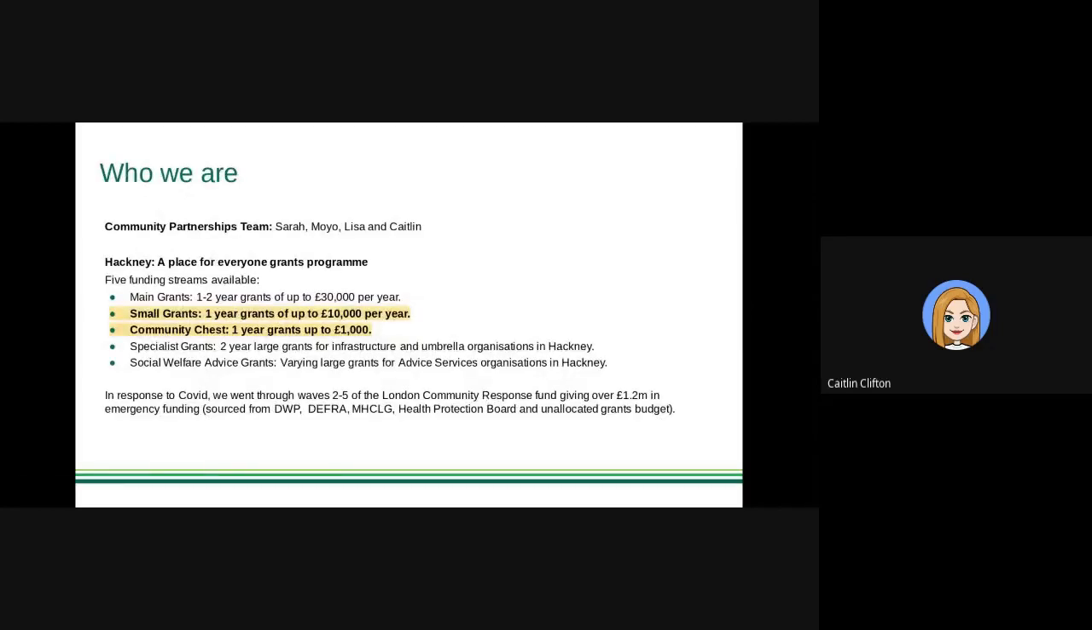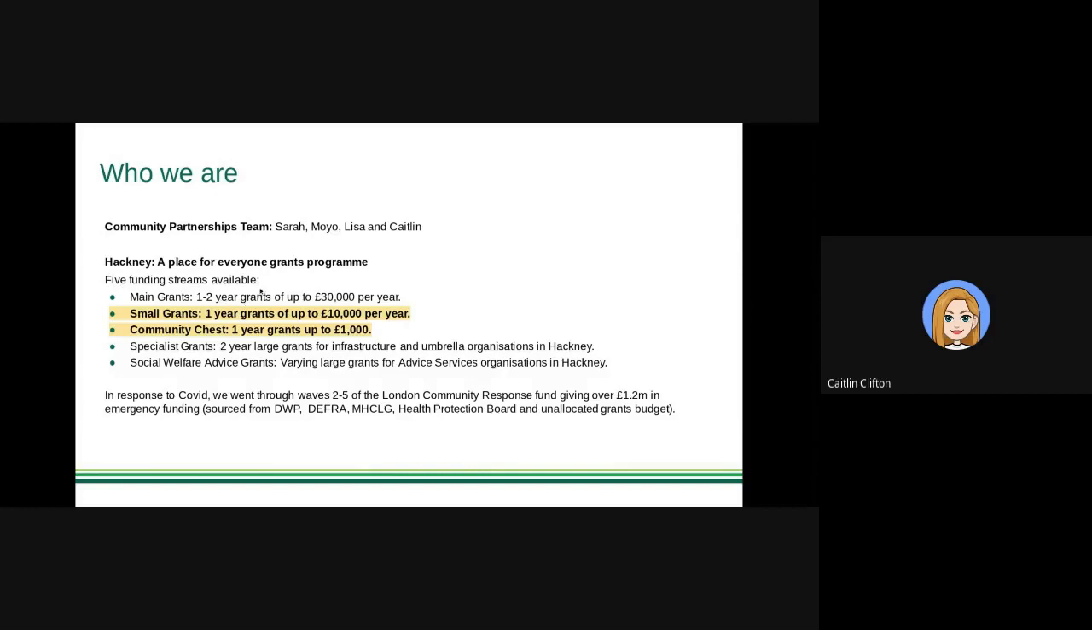So quickly, who we are. Our community partnerships team, we're situated in the Chief Executive's Department of Hackney Council. So there's 4 of us, Sarah, Moyo, Lisa, and I. And we coordinate and manage the Place for Everyone grants programs. So we've got 5 funding streams available.